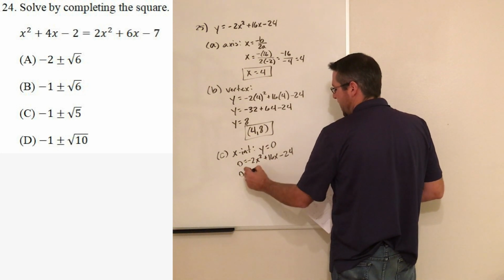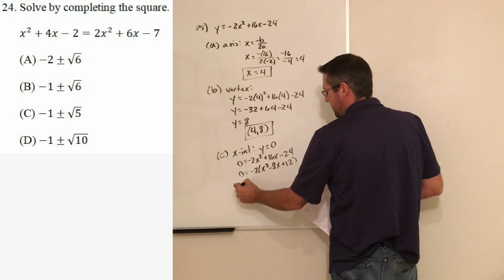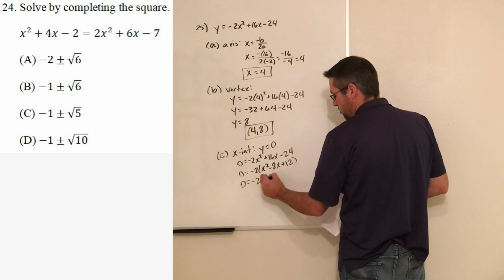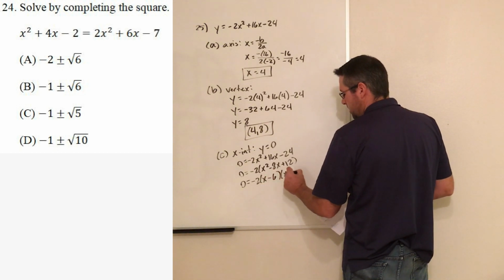I'm going to factor out a negative 2. So we get negative 2 times x squared minus 8x plus 12. And then I'm going to do my quadratic factoring. I'm going to just do this pretty quick. We've been doing a ton of practice with this, so I don't want to dwell on it. It's going to be x minus 6 and then x minus 2.